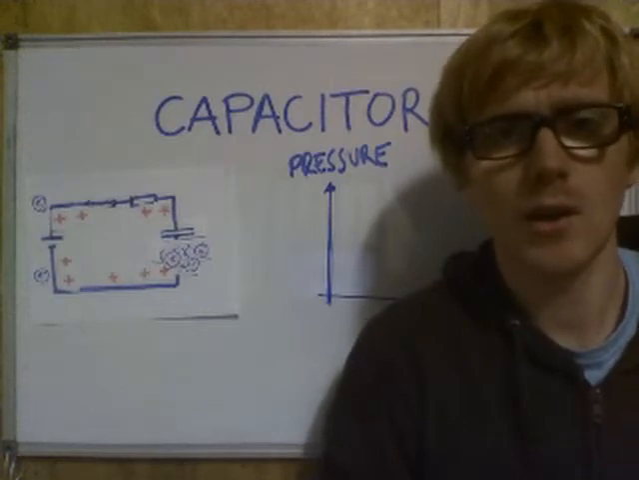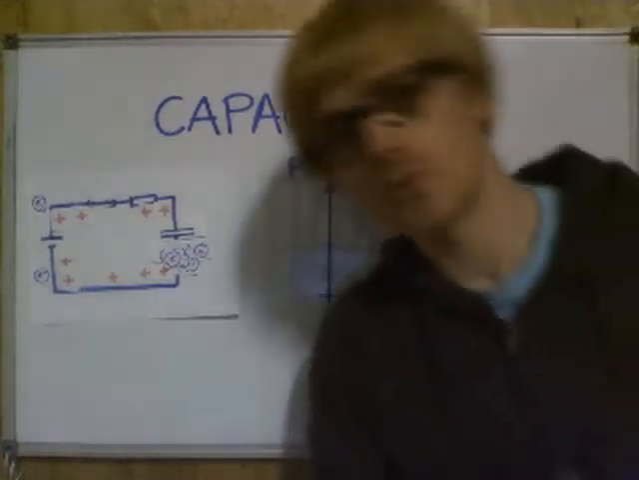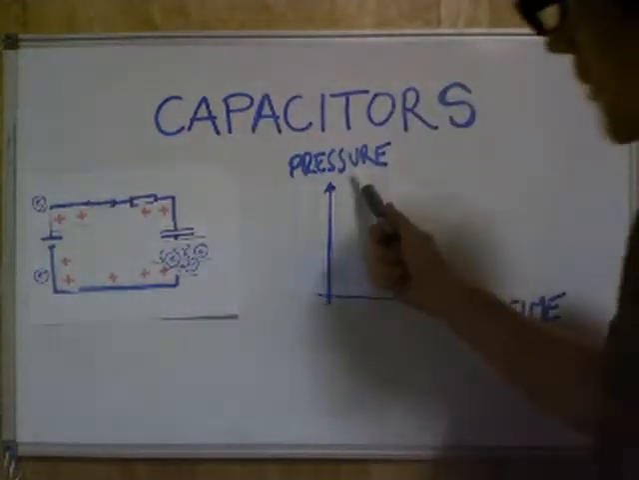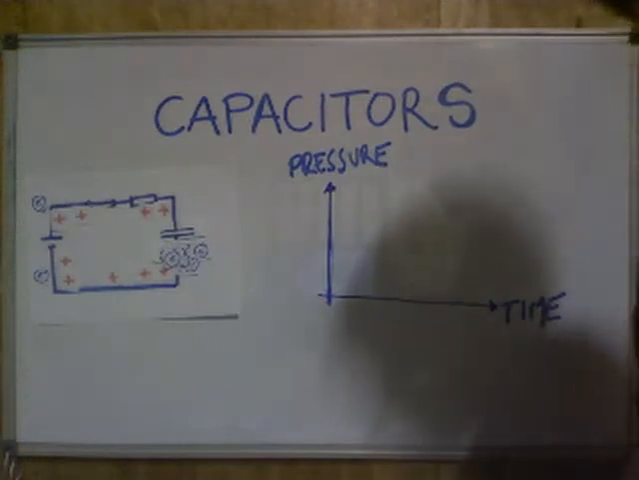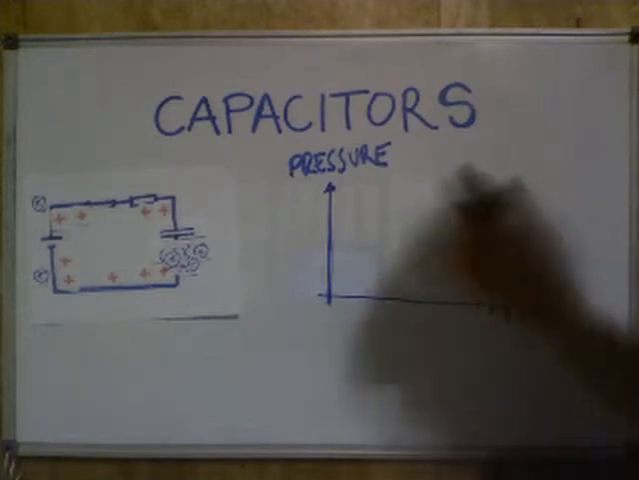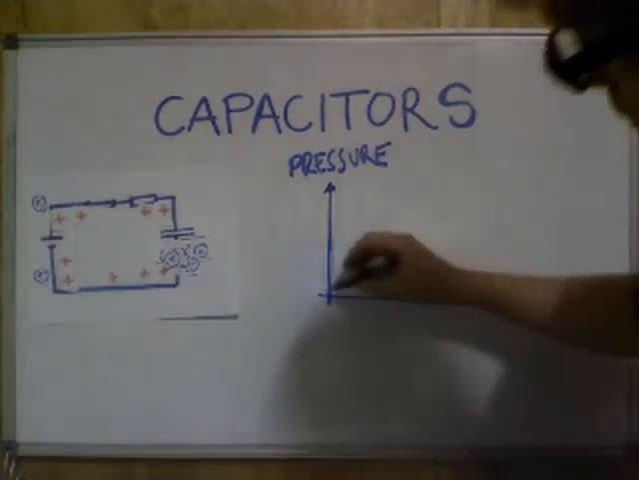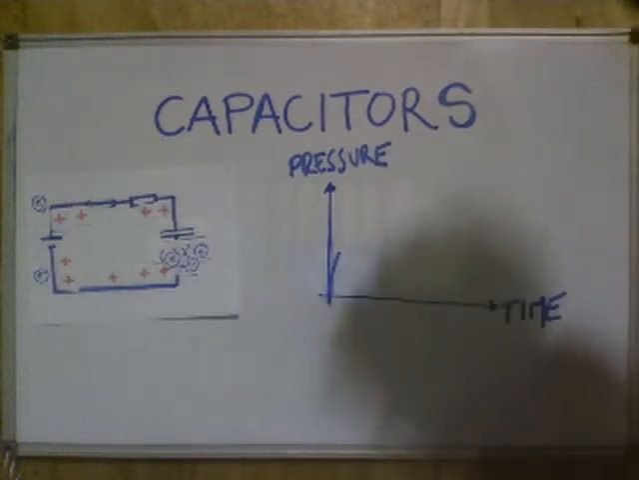So now I want you to imagine that you're blowing up a balloon. And we're going to do a graph of pressure in the balloon against time. Now, when you start blowing up a balloon, there's no air inside the balloon, so it's relatively easy to blow up. So pressure within the balloon to begin with will increase fairly quickly.